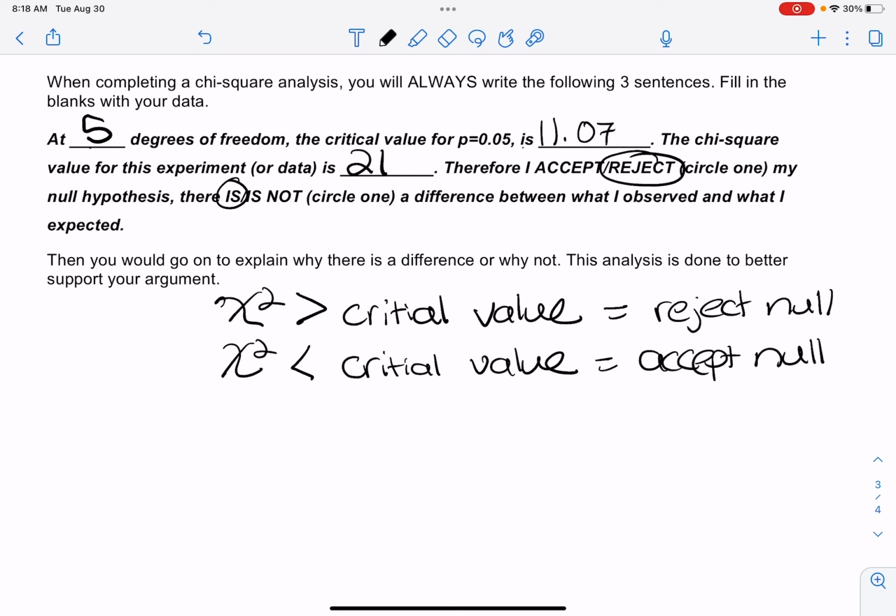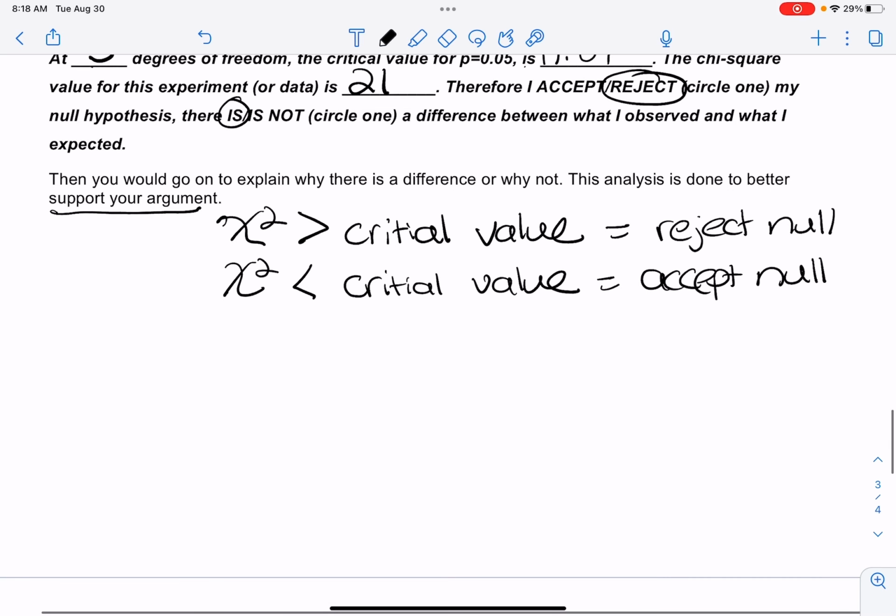So if I'm writing this in a reasoning section, I have to explain why there is a difference and why not. And so this whole purpose is done to better support my argument. It's better to support my reasoning, because my reasoning is, how does my evidence support my claim? So this is making my evidence more solid and more scientific.